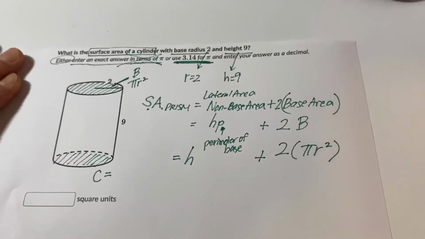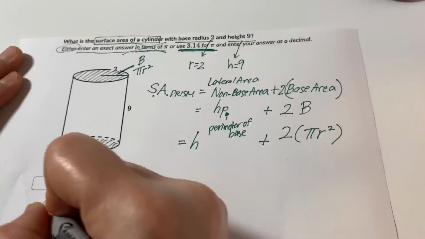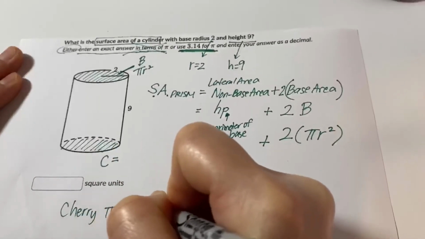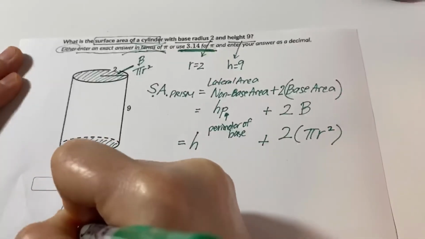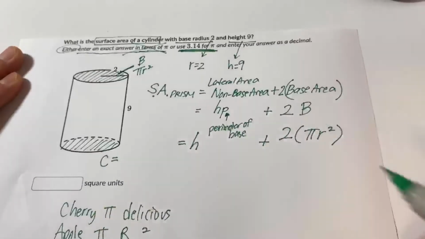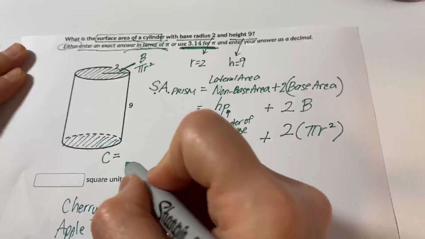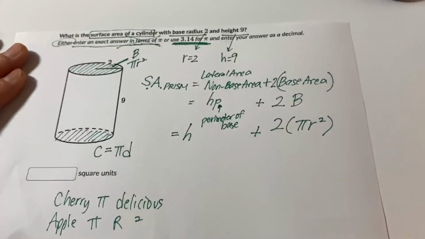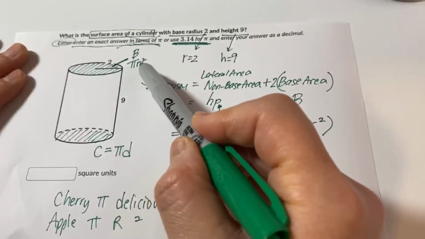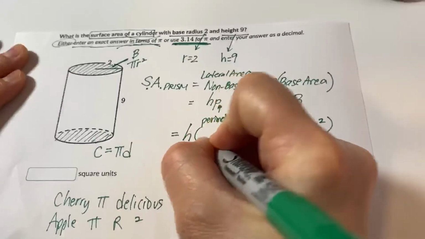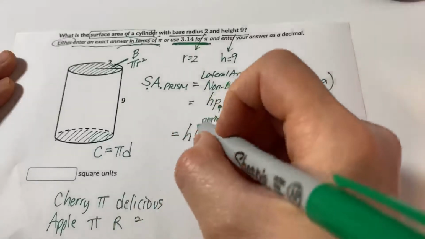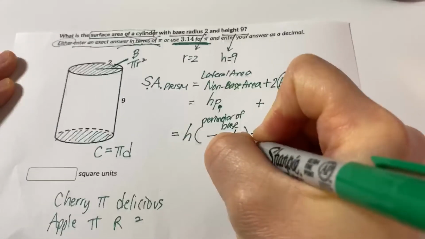And in the other videos, we mentioned there's a funny phrase that you can remember. Cherry pie delicious. Apple pie r squared. So cherry pie delicious is actually the formula for the circumference of a circle, which is also known as the perimeter of the circle. And apple pie r squared, that's the area formula. All right, so now let's go back to the main formula here. The perimeter of the base, or the perimeter of the circle, circumference, is pi d.